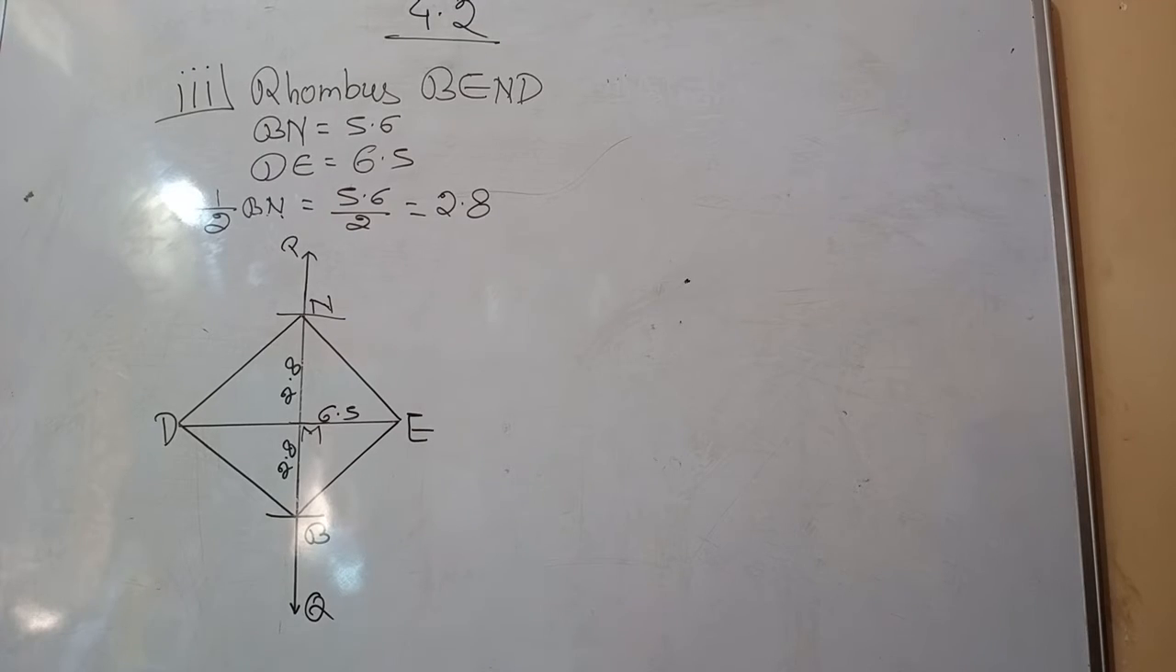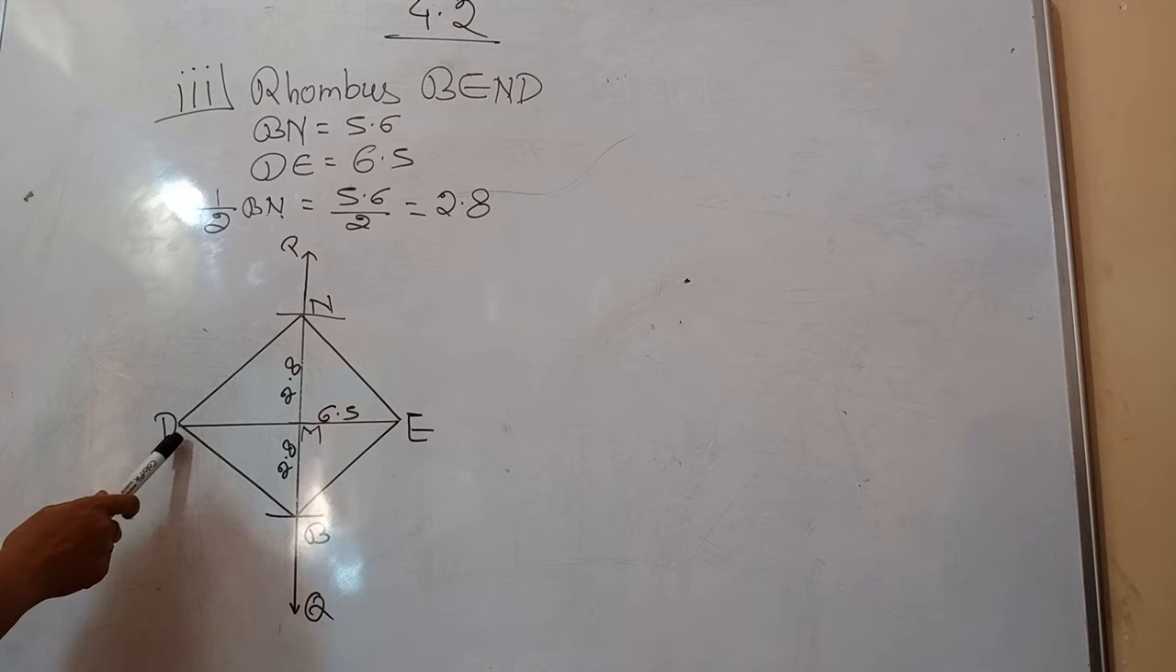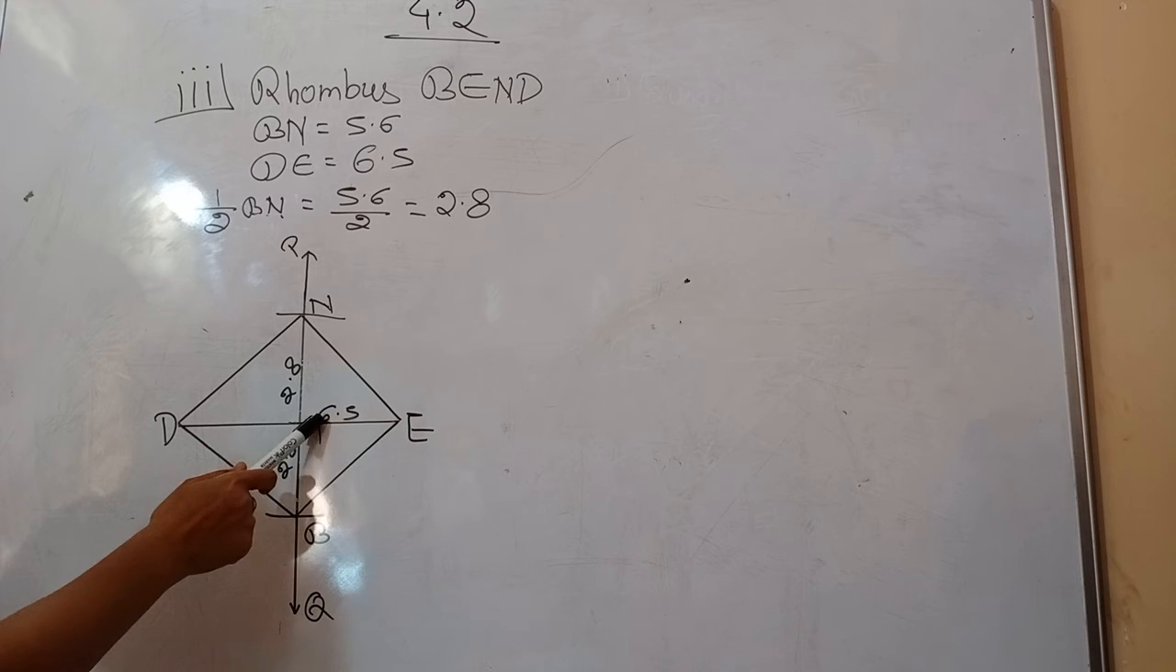Now see, this is option third, which is different from the previous one. Rhombus BNDE we have to construct where the dimensions of the 2 diagonals inside the rhombus are given. First diagonal is BN and second diagonal is DE. So for this what we have to do? First we have to construct DE. How many centimeters? 6.5 centimeter. So with the help of a scale, construct one straight line DE of length 6.5 centimeter.